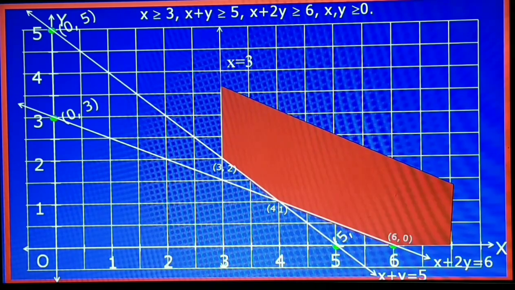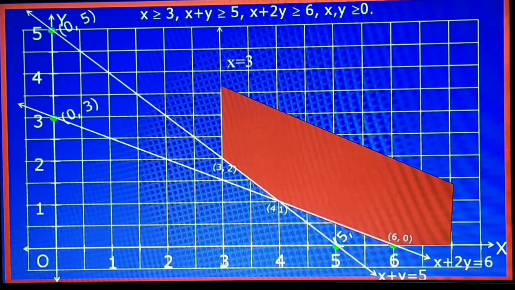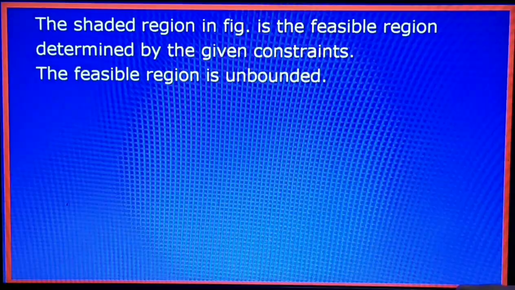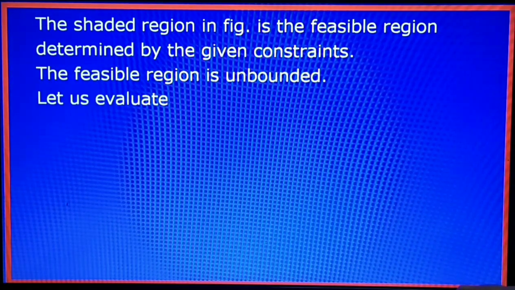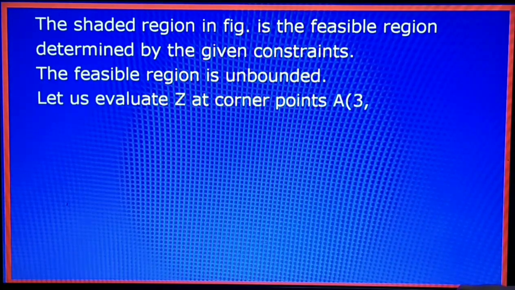We are supposed to take x is greater than or equal to 3, meaning right of that line. So this is the feasible region. It is unbounded. So which are the corner points? Points with coordinates 3, 2, 4, 1, 6, 0. Let us calculate the values of z from the coordinates of the corner points.